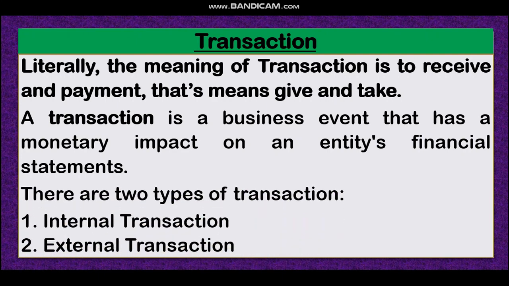Dear student, there are two types of transaction: internal transaction and external transaction. Internal transaction means a transaction which occurs within the organization, like depreciation of any asset. For this transaction there are no outside parties related. It is an internal transaction of the organization. On the other hand, if you purchase goods or sell goods, this is an external type of transaction.